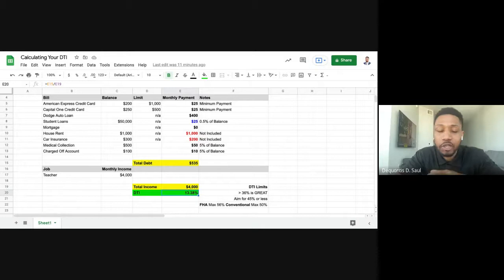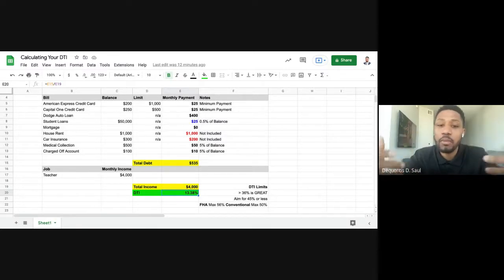I get this question all the time. What is a DTI and how do I come up with it? So we'll talk about it briefly today. Your DTI, your debt to income ratio. What does this mean? It means your monthly debt and your monthly income making a ratio to see how much of a home you can get approved for.